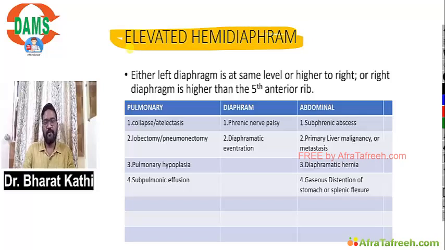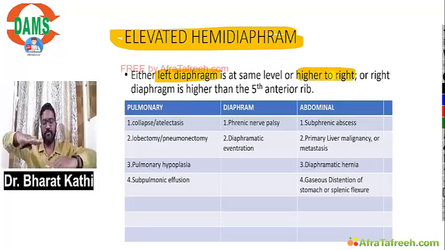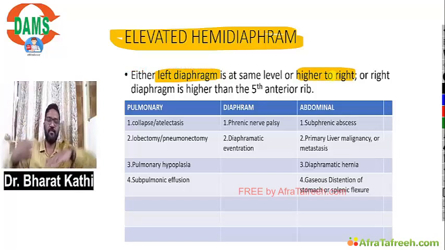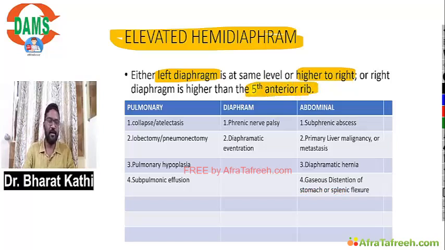So when there is elevated hemidiaphragm, either the left diaphragm is at the same level or higher than the right. You know, the left diaphragm is generally lower. So the left diaphragm is lower, the right diaphragm is higher. If the left diaphragm comes to the level of the right diaphragm, or higher than the right diaphragm, or the right diaphragm is higher than the fifth anterior rib, it is called an elevated hemidiaphragm. So these are the various causes.